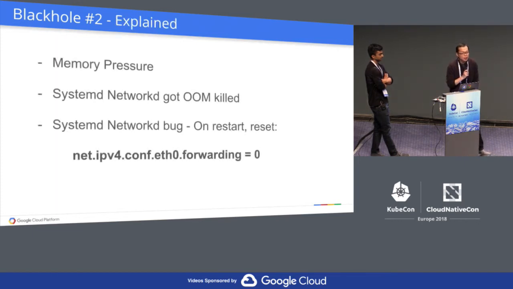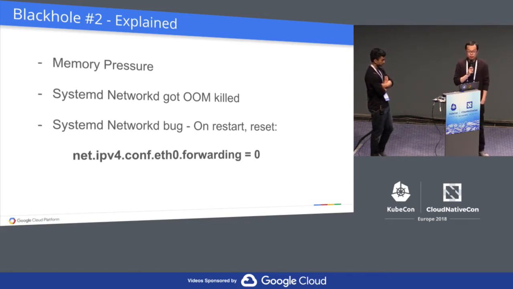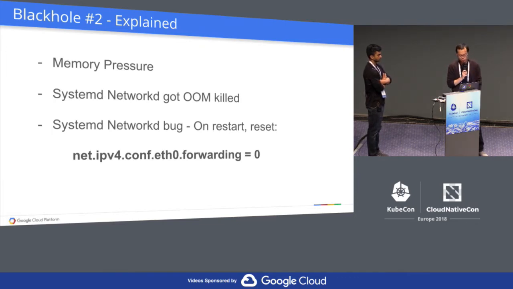Memory pressure happened on the VM, and then the kernel started killing processes. In this case, networkd, which is a very important Linux component that is basically in charge of the networking stack, got killed because it got a very bad score. And then there's a particular networkd bug in that kernel, which resets a kernel parameter on restart.